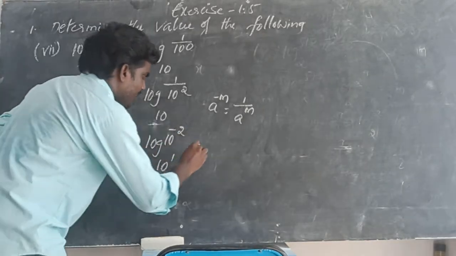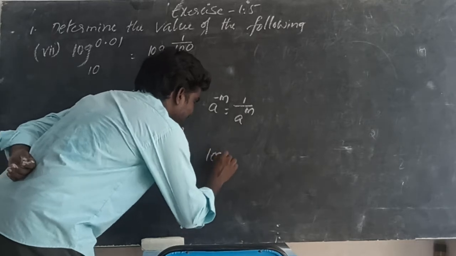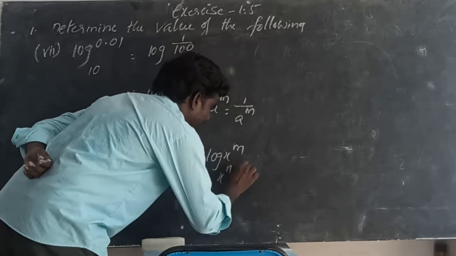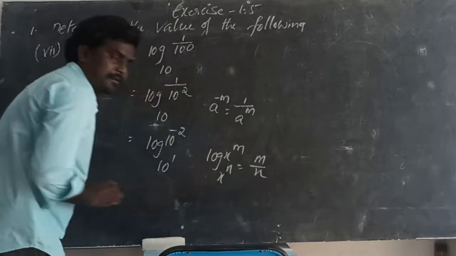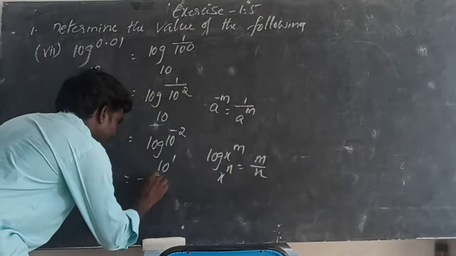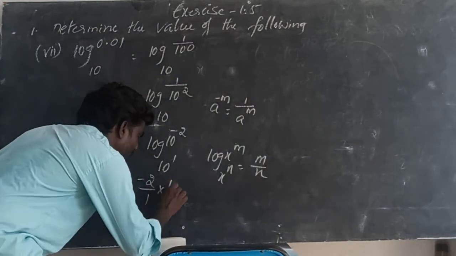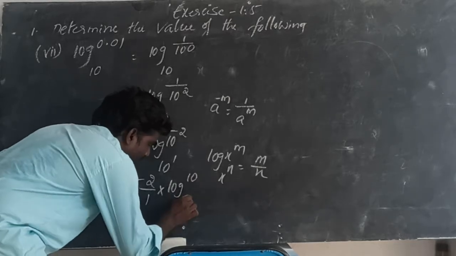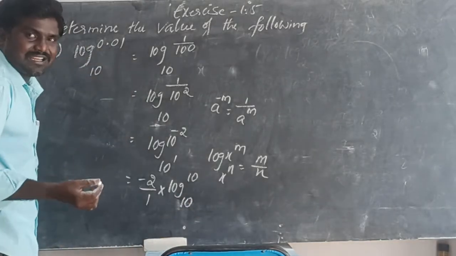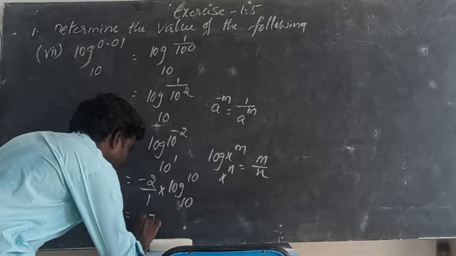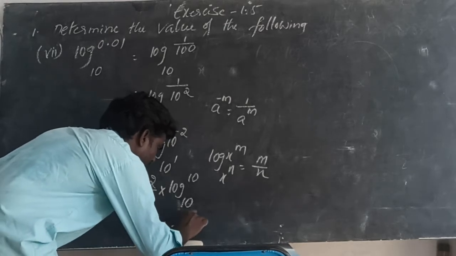Okay, so here we can use the formula log x power m base x power n is equal to m by n. So here we can write minus 2 by 1 into log 10 base 10. Log of any number with the same base, its value is 1. So that is minus 2 by 1 into 1, equal to minus 2.